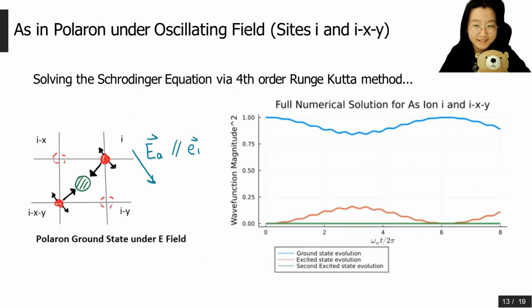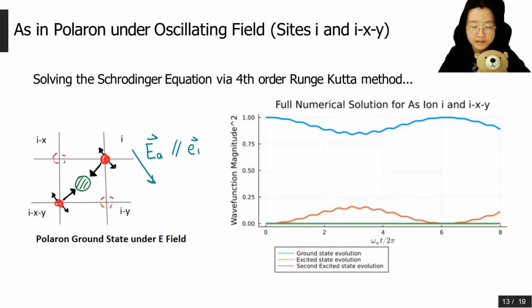Now let us turn on the laser in this top left to bottom right direction, indicated by the blue arrow on the left diagram. Observing the two arsenic ions shown on the diagram, we expect to see some excitations into the first excited state due to the direction of the laser. And this is captured by the graph on the right.